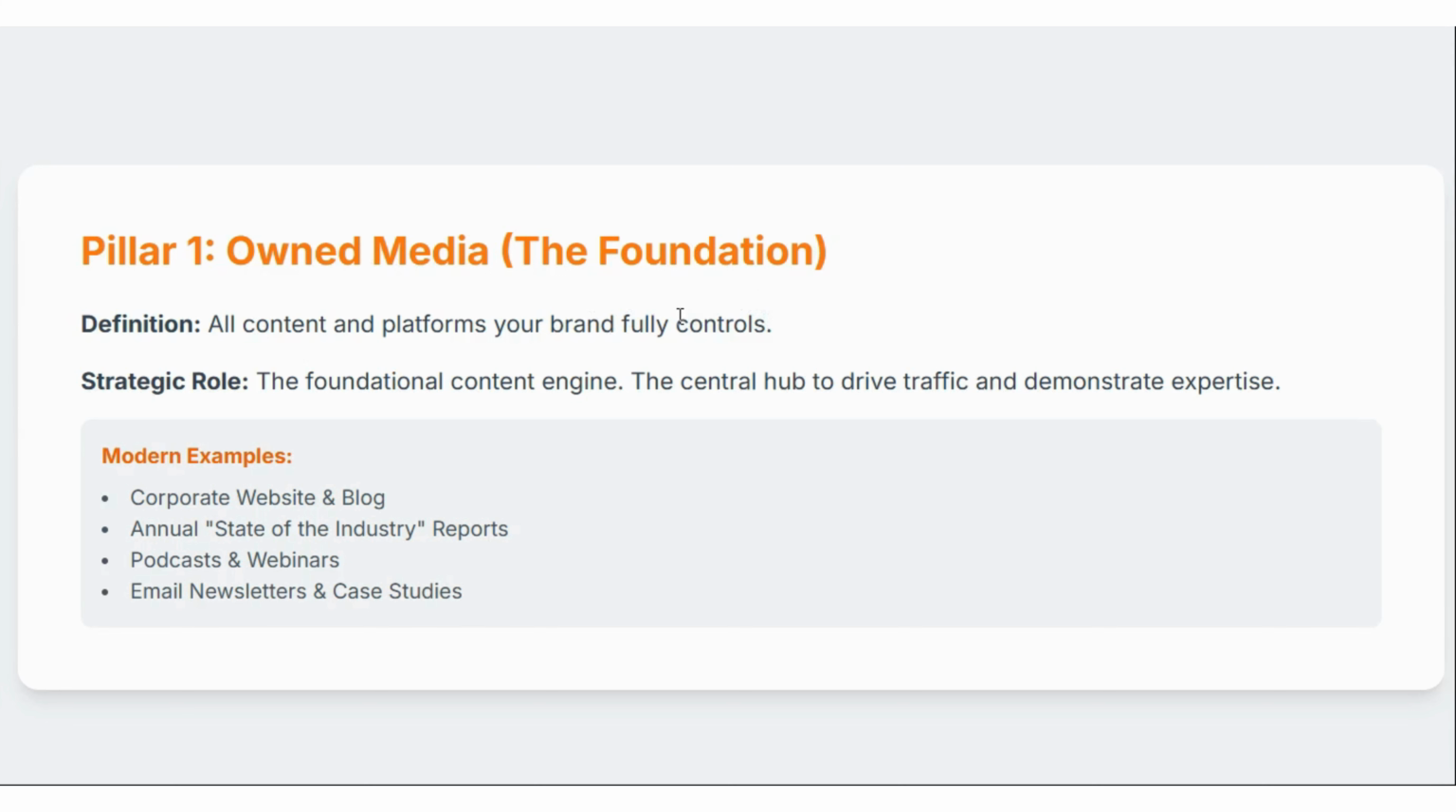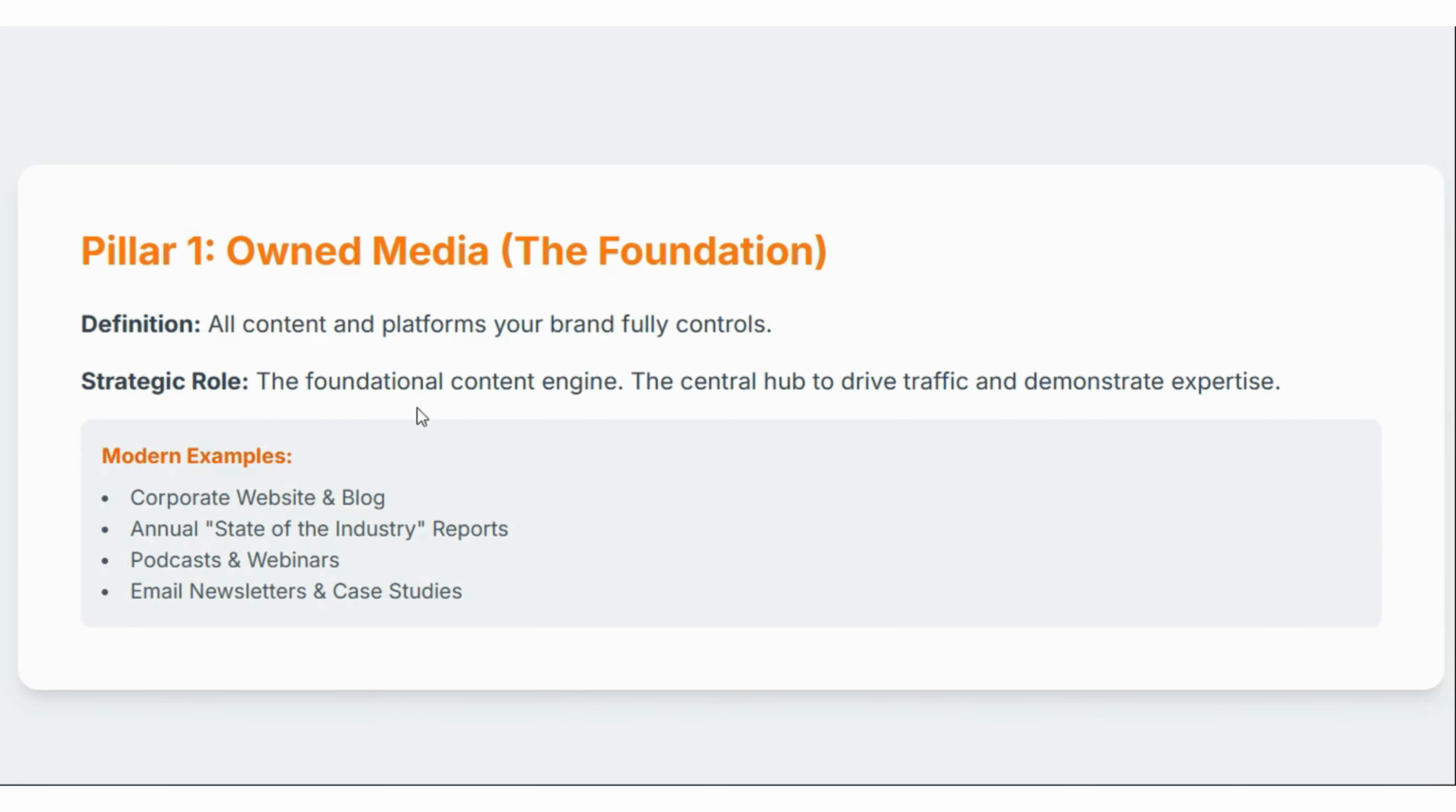You know that we are not starting with P, because the flow of using media categories is different than the name. You know, PESO is better to spell and better to write, but the flow is different. First, you should focus on your own media, which is the foundation. So it's all of the content and platforms your brand fully controls. It can be your website, your blog, your YouTube channel, Instagram page, anything that you fully control as a business. And you don't need to pay anything to publish posts on it.